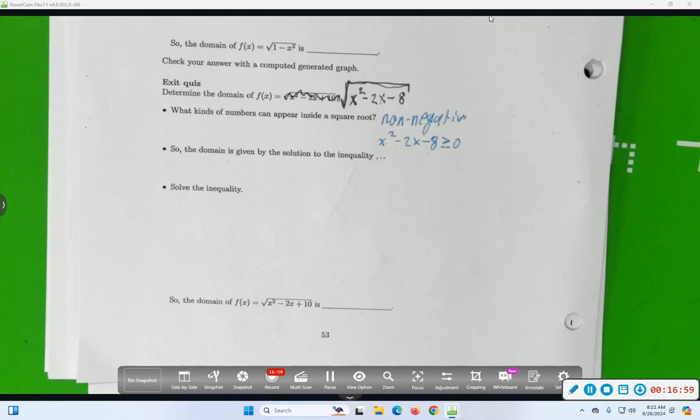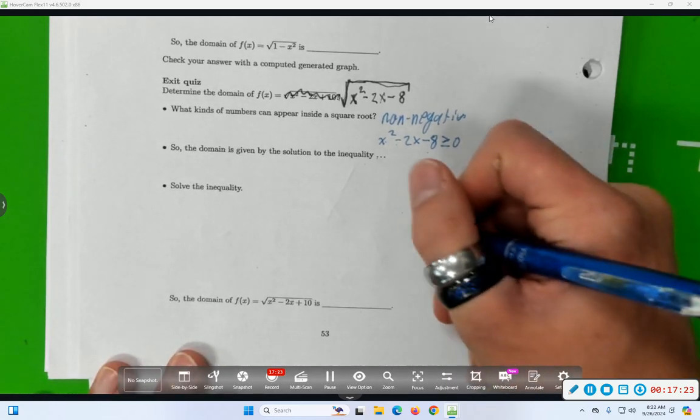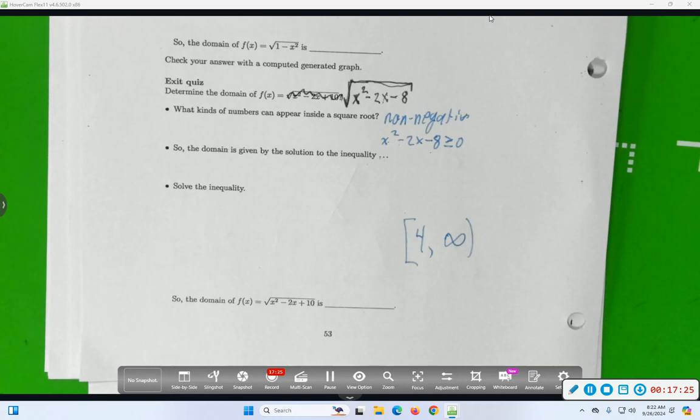All right. Let's hear it. So, first things first, what's the answer? What's the domain of this function? 4 to infinity. I hear the interval from 4 to infinity. Include or exclude that 4? Include. Do I hear agreement or disagreement?